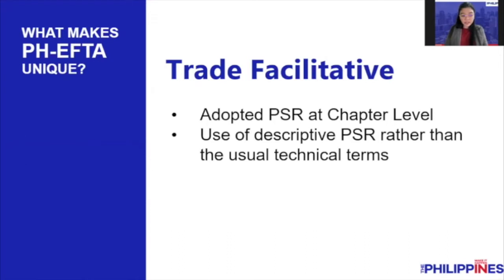On the PH-EFTA being trade facilitative, it adopts the PSR at the chapter level, and it uses descriptive PSR rather than the usual technical terms to make it easier for exporters. The PSR adopted under the PH-EFTA FTA is on a per chapter basis with certain exemptions. This means that, generally, one rule will apply across all the products in one chapter, thus making it easier for exporters to understand the rules. Further, the presentation of PSR is descriptive, which further explains the processing, thus may avail of preferential treatment when exported under the agreement.